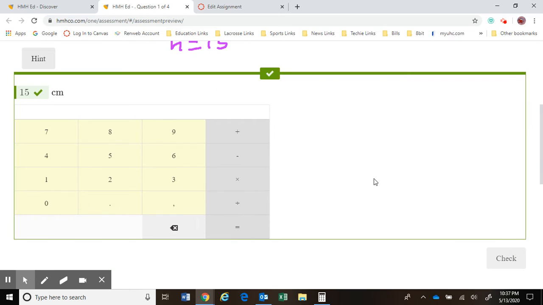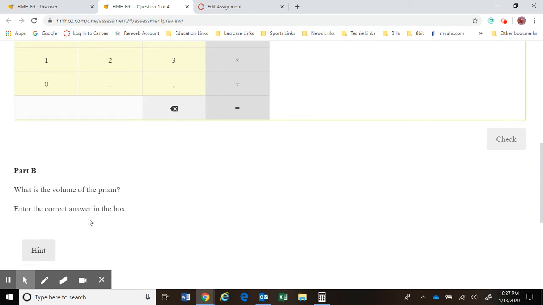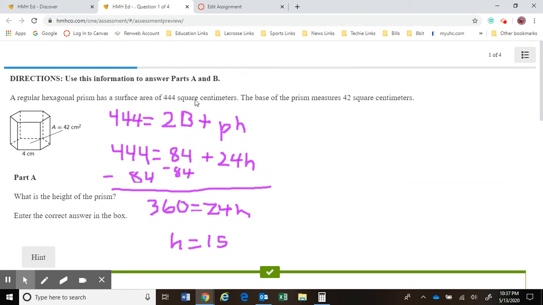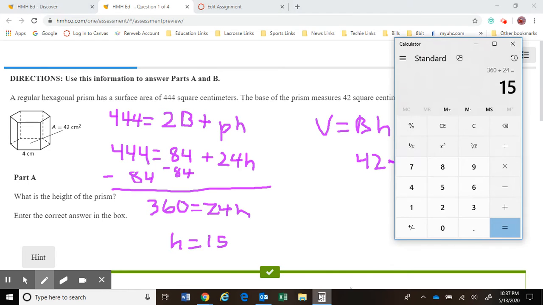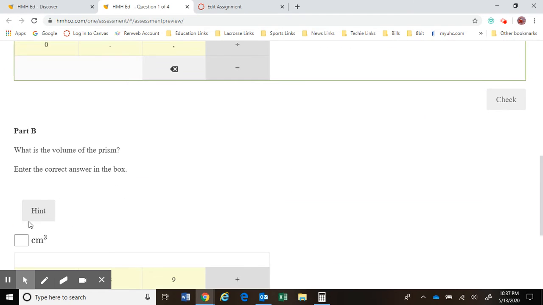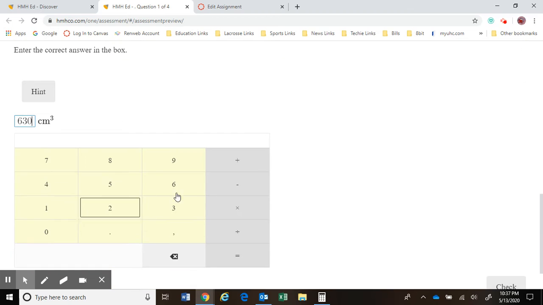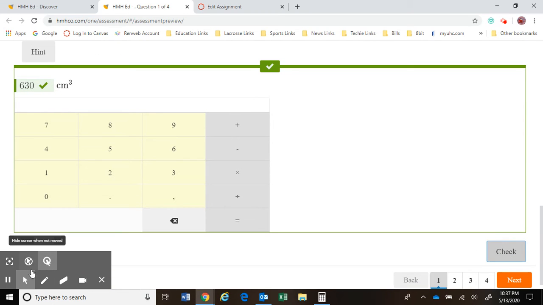Check it. All right. Now they want me to find the volume of the prism. Okay, so I've got pretty much everything I need to know right here. Volume equals area of the base multiplied times the height. So this really is just 42 times 15, and we get 630. 630. Check it. We're good. Let's move on to question number 2.